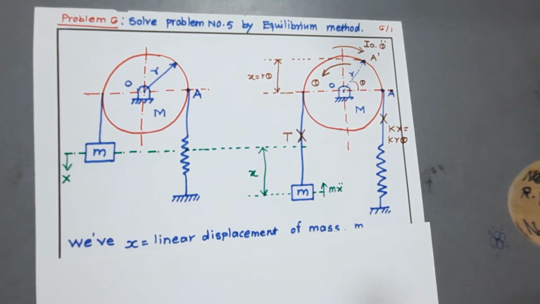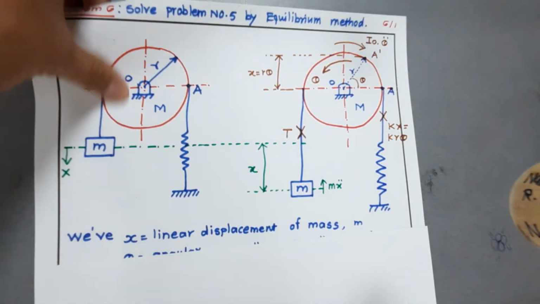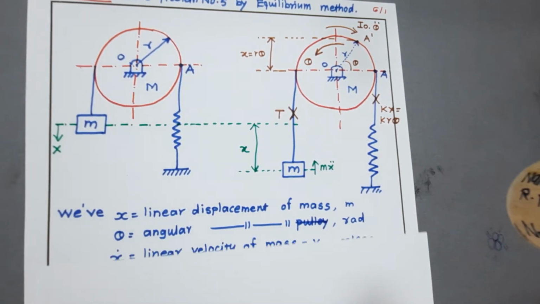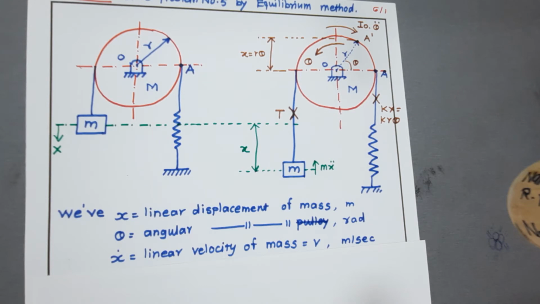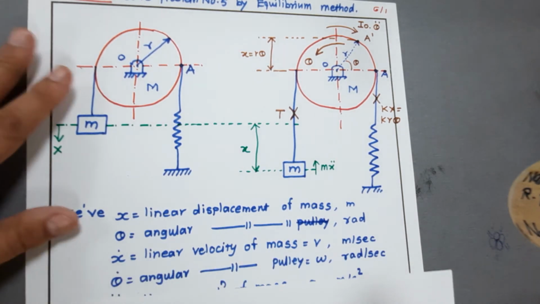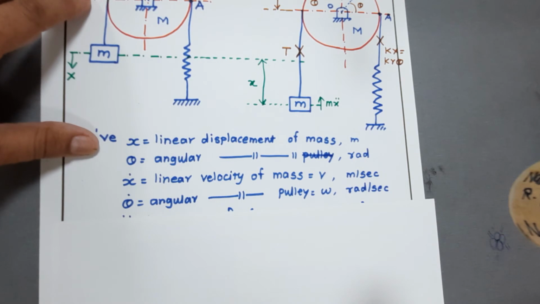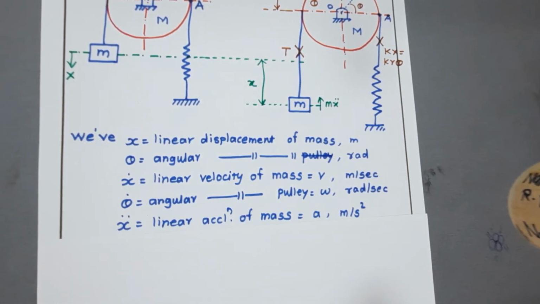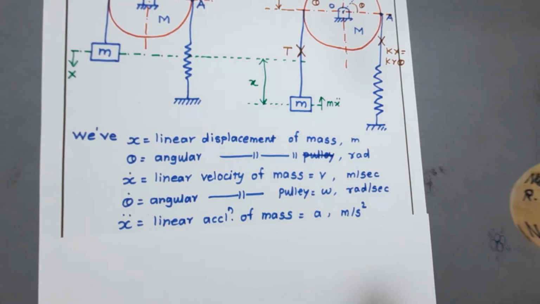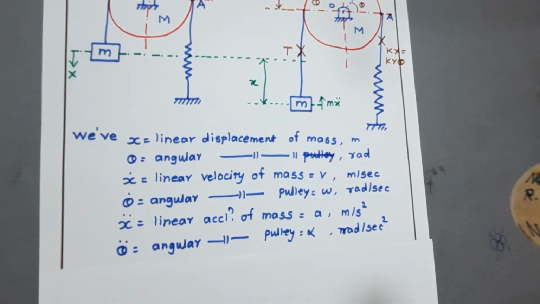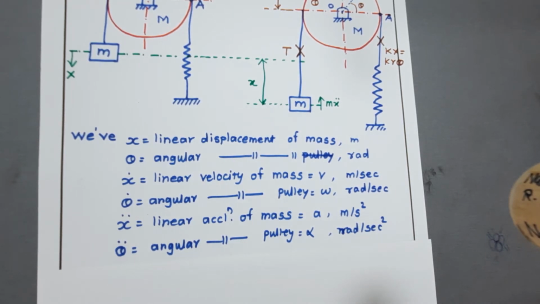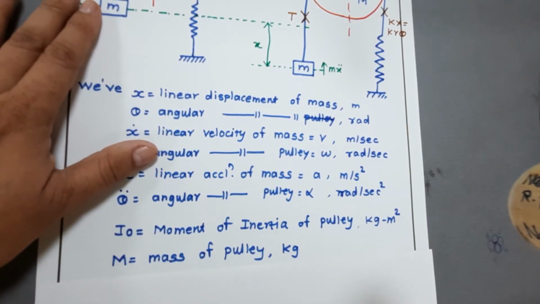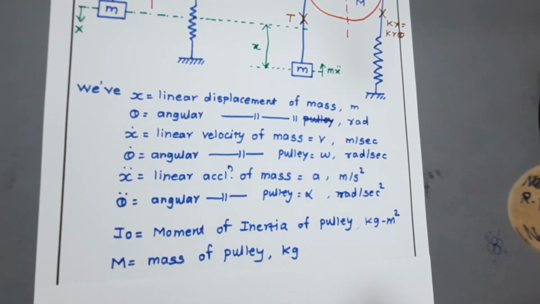Now x is the linear displacement of the mass, in meters. Theta is the angular displacement of the pulley in radians. Then x dot is the linear velocity of the mass, represented by v in meter per second, while theta dot is the angular velocity of the pulley, represented by omega in radian per second. X double dot is the linear acceleration of the mass, given by a, in meter per second square, while theta double dot is the angular acceleration of the pulley, given by alpha, in radian per second square. I0 is the moment of inertia of the pulley in kg meter square, while m is the mass of the pulley in kg.